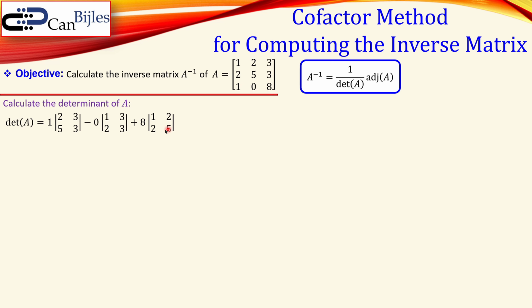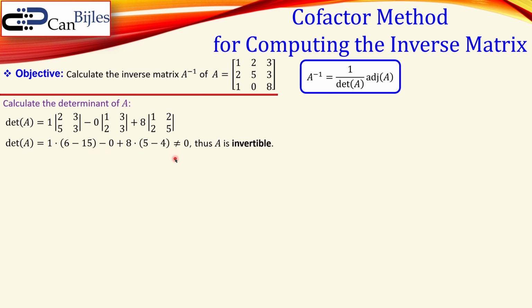That's shown here. Now I need to calculate that using the formulas for determinant. So this is 2 times 3, 6, minus 3 times 5, which is 15. So 6 minus 15 times 1, minus 0, and then plus 8 times 5, 1 times 5, minus 2 times 2, so minus 4. Now this is minus 9, and this is 8 times 1, so 8. So minus 9 plus 8 will be minus 1.